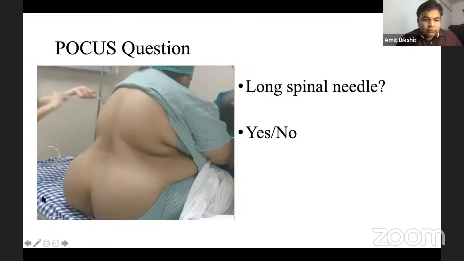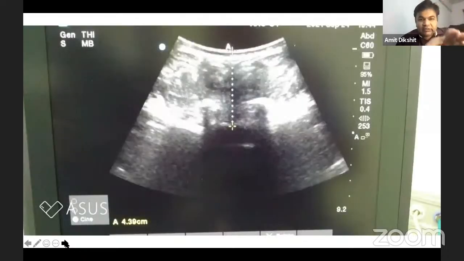Yes or no? So I would like to do a focused interrogation for these answers. I am looking at the posterior complex, dropping a caliper, and I am getting the answer. It is less than 8 cm. Probably you may not require it.